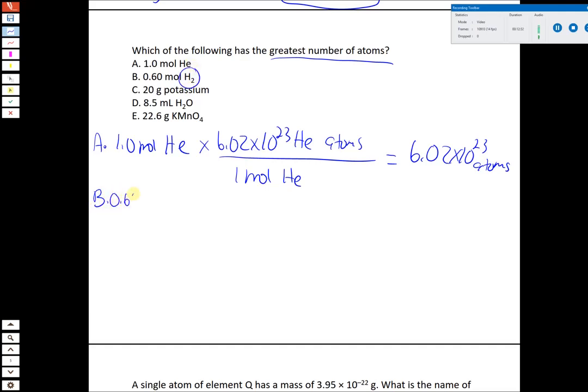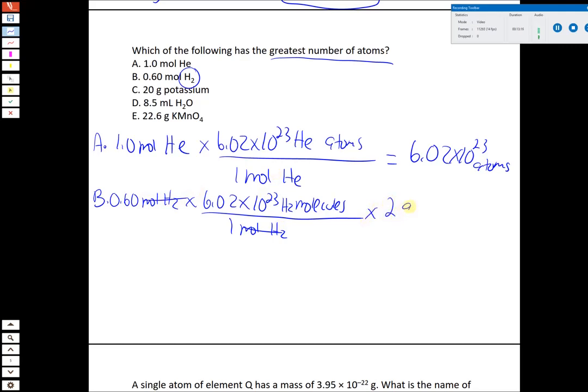So if we have 0.60 moles of H2, and we multiply by Avogadro's number, that's going to actually give us the molecules, not the number of atoms. So this is going to give us Avogadro's number of H2 molecules in 1 mole of H2. But then to get the number of atoms, just like we did before, our compound is H2, so there's going to be 2 atoms per each molecule. So if we want the number of individual atoms, we have to multiply this by 2.